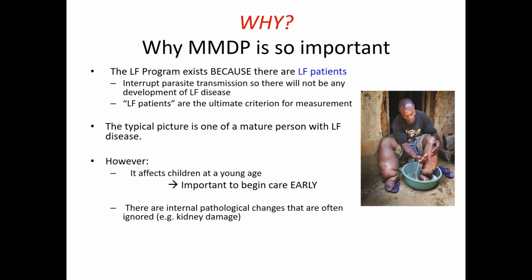The typical picture most of us have of an LF patient is one with lymphedema or hydrocele, as you can see here in this picture from Tanzania of Sultan, who has lymphedema. But we need to remember that these two presentations, lymphedema and hydrocele, are really only two of the changes that go on inside somebody who's infected. And most importantly, it affects children at a very young age. So it's very important that we carry out our prevention and treatment at an early age, because as time passes, you get internal changes, which include some very serious ones that we often forget, such as kidney damage. So it's very important to start our programs for MMDP as soon as we can.